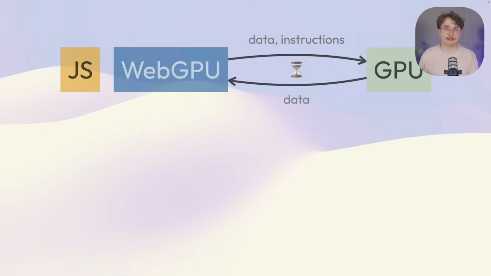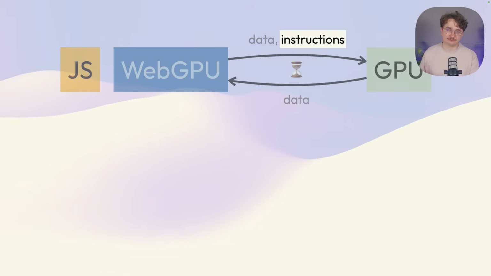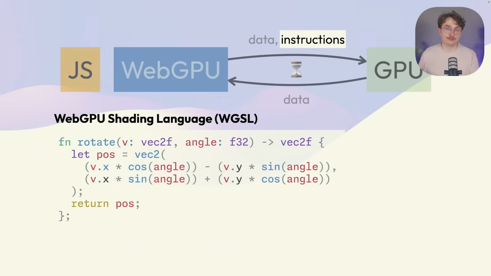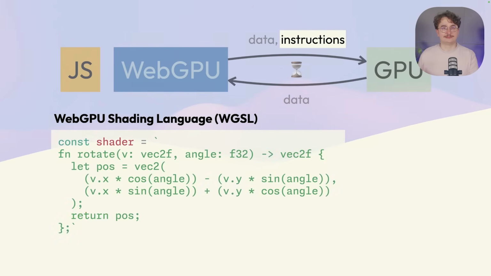So that's awesome. But what about those instructions? What language do we actually send them in? Well, it's a special language. It's a new language called WebGPU Shading Language, in short, WGSL. And it looks a bit like this. It kind of looks like Rust, but for most JavaScript developers, it's going to look like this.